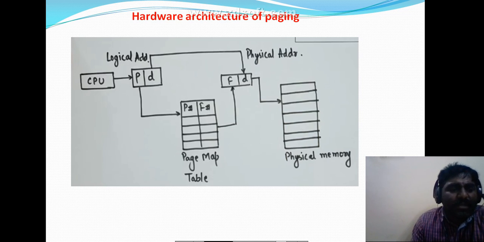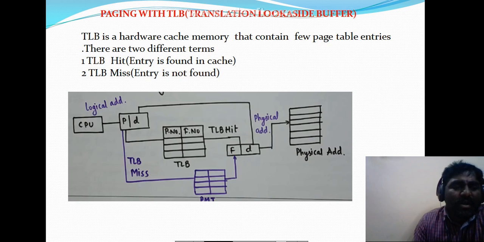That is the CPU, here the page number, here the offset, again frame and offset, and we have the page map table. We should represent this architecture, whereas for paging with TLB, you should represent the architecture with TLB. So this is the paging concept.